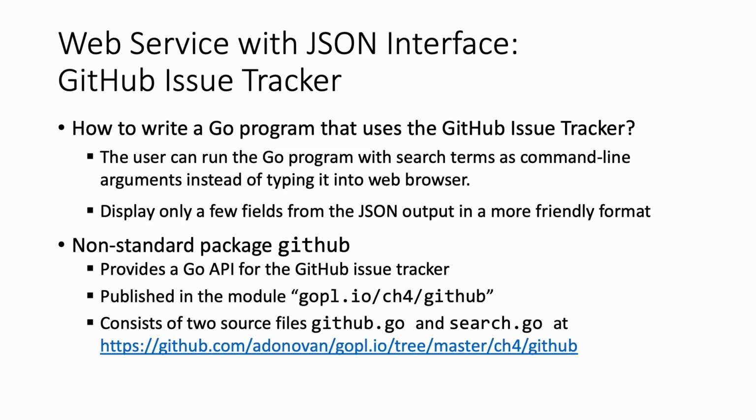To write such a program, we will use a non-standard package named github, which provides a Go API for the GitHub issue tracker. It was published in the gopl.io/ch4/github module, chapter 4. And the package consists of two source files named github.go and search.go. Both of these files are available at this link.